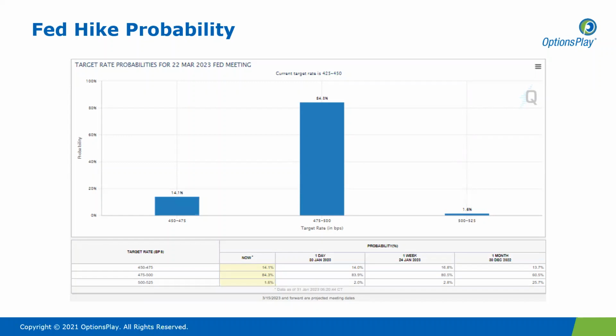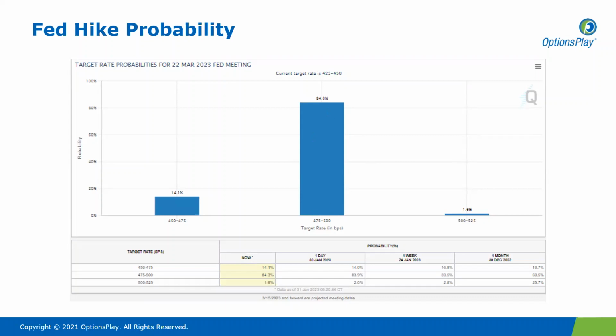But taking a look at the following meeting, remember the current rate is now 425 to 450. And we will most likely get a 25-point hike, taking it to 450 to 475. But on the 22nd of March, right now, Fed futures are pricing in the highest probability, 84%, for rates to be at 475 to 500. So taking into account the 25-point hike that we will most likely be getting tomorrow, another 25-point hike will take it to 475 to 500. So basically, we are pricing in two 25-point hikes, which makes sense.